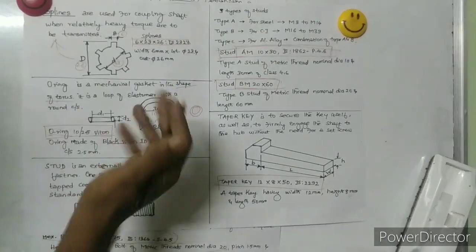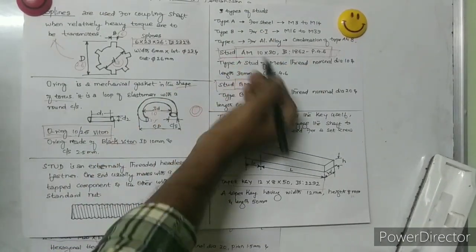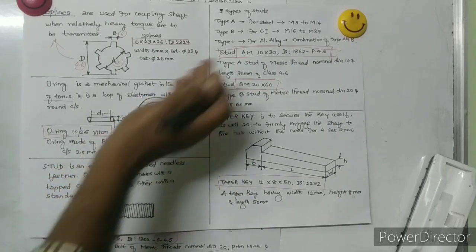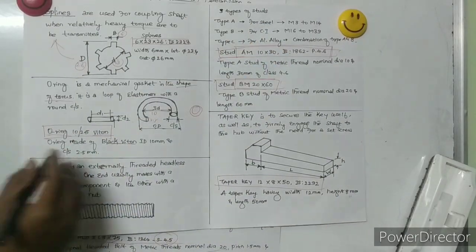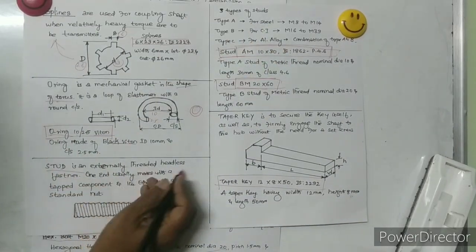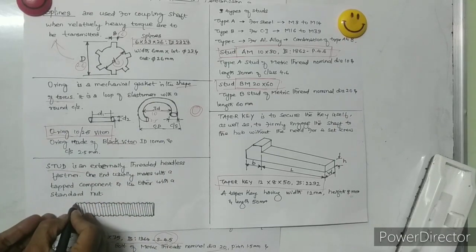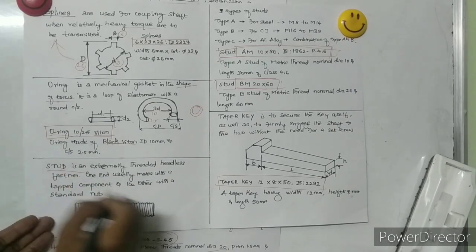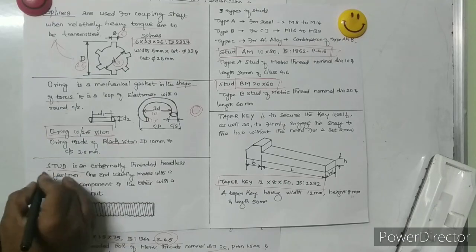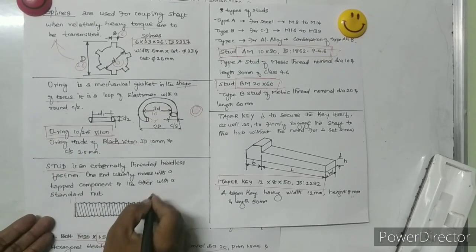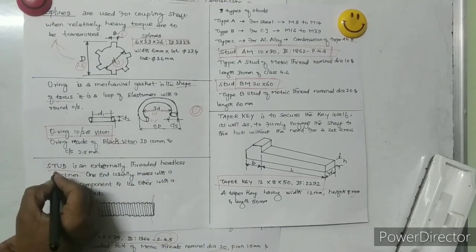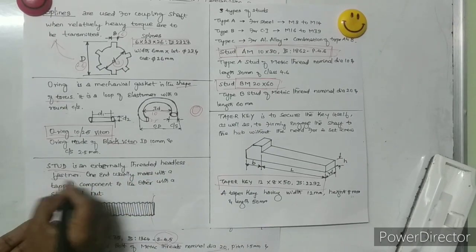Next, stud. So you know what a stud is. You may get a question like stud AM, stud BM. Before going into this, we should understand what a stud is. A stud is an externally threaded headless fastener. The hexagonal bolt is different, the square bolt is different, but a stud is only headless. The head will not be there, only the stud.